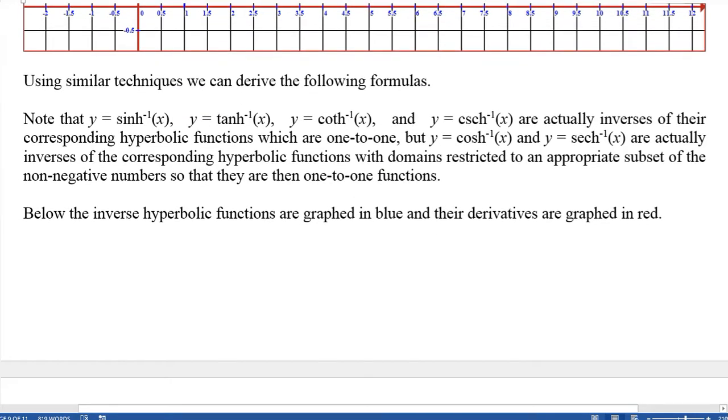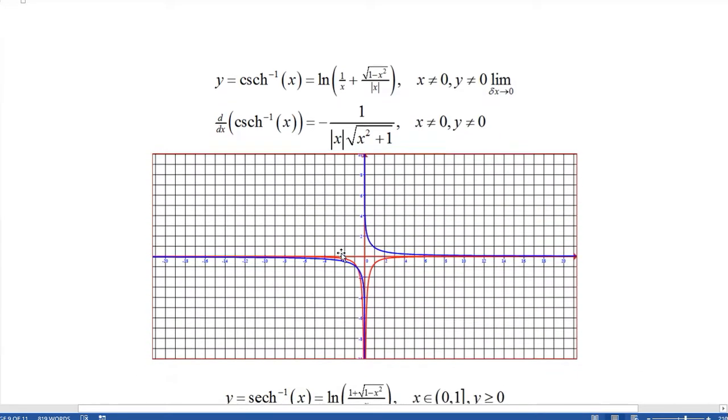Now, with that going on, I'm not going to go over any more of the details of this. We have 3 more of these inverse hyperbolic functions, and I'm just going to go over the results, and you can go over steps similar to what we just did if you want to work out the details.